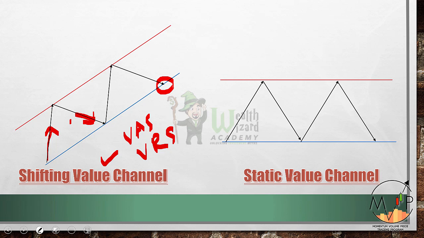Okay, so what we do is we calculate this magnitude. Okay, what is the previous down move, this whole magnitude. Calculate the total price movement, and then we extrapolate it from this location.